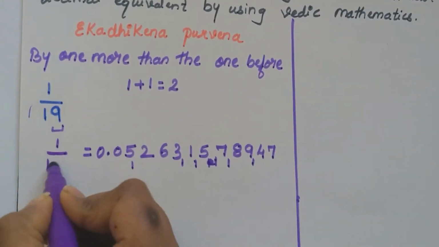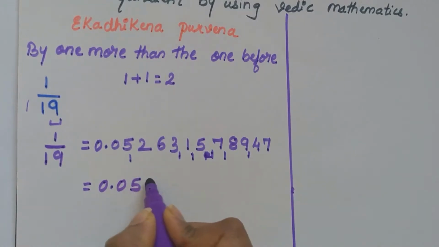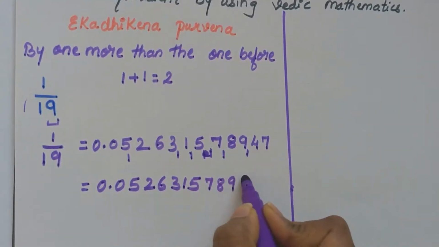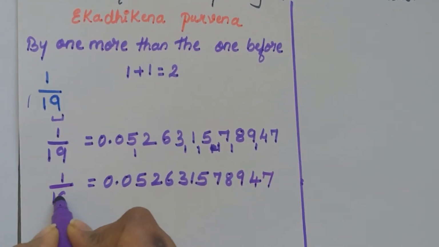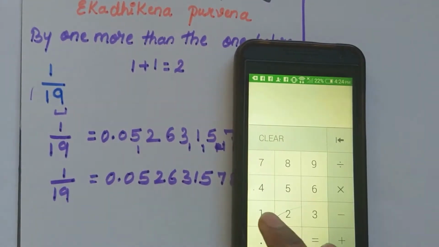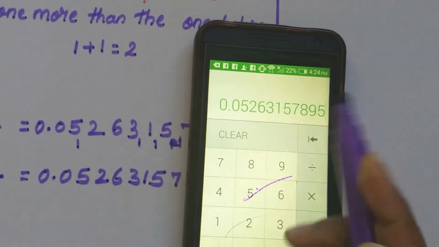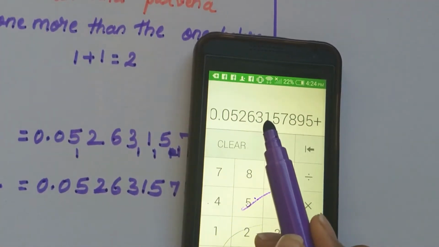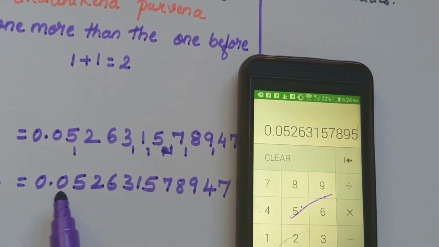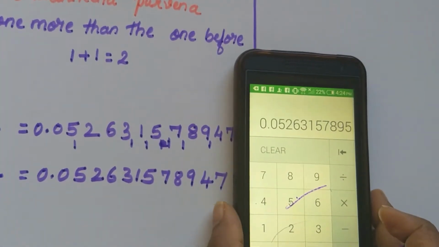So 1 by 19 gives me 0.05, I'll write over here 0.052631578947. If you want, you can check it in the calculator. 1 divided by 19. If you do, you'll be getting the value as 0.0526315789, and here also the same answer, 0.052631578947.